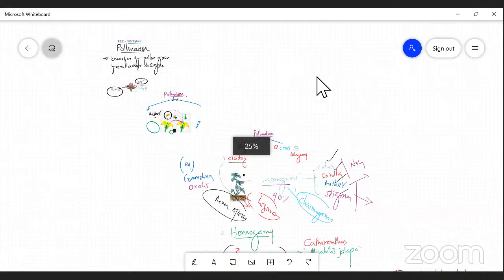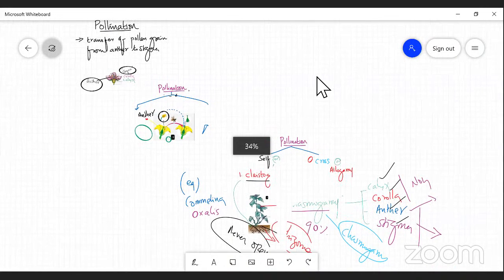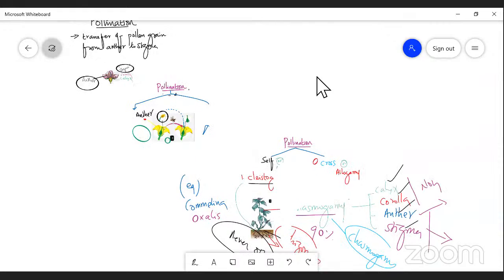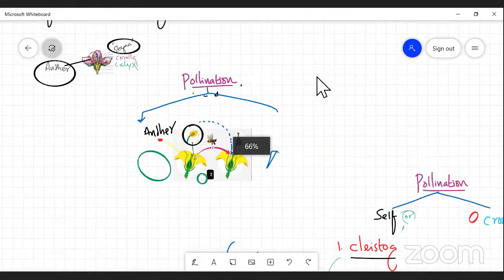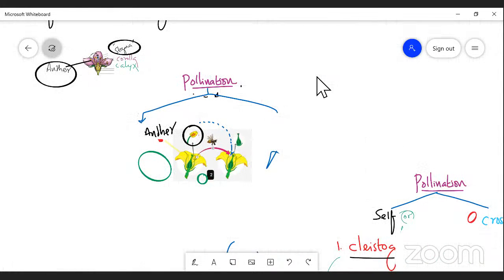Students, could you answer, please? I have shown the structure. What is the difference between self and cross-pollination? Sir, self-pollination is transfer of pollen grains to the stigma of the same plant. Very good. Cross-pollination is the transfer of pollen grains to the stigma of a different plant. Very good, ma'am. Good. Keep it up.